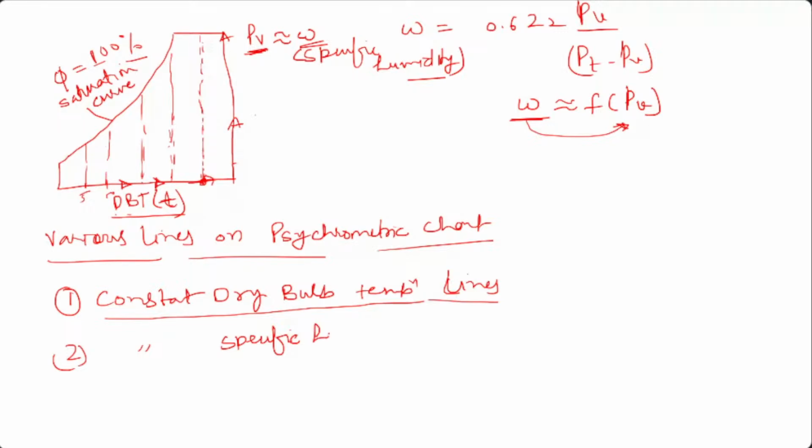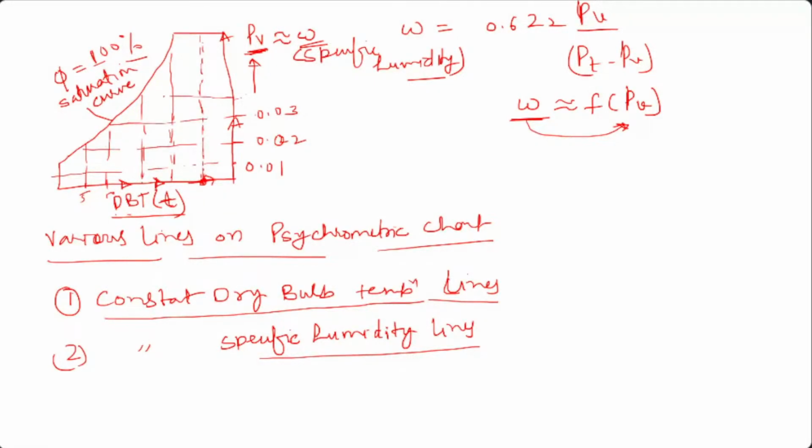Next is constant specific humidity lines. What kind of lines would these be? Tell me. Horizontal. These would be the horizontal lines. So this is your specific humidity. Let's say this is 0.01, this is 0.02, this is 0.03, like that. We are increasing the specific humidity. Suppose these are the horizontal lines.